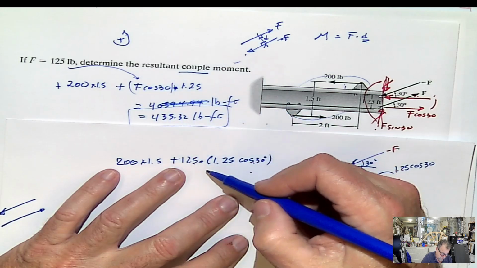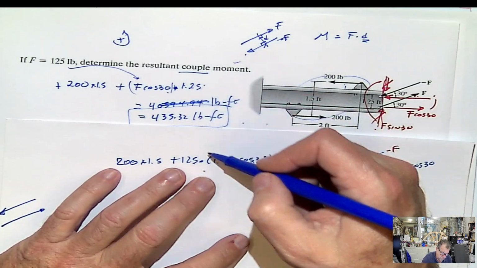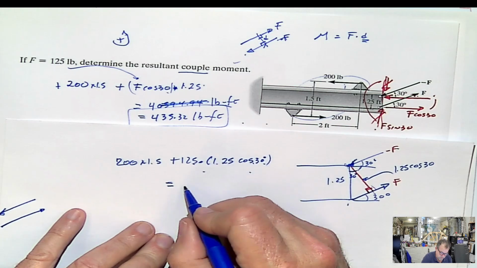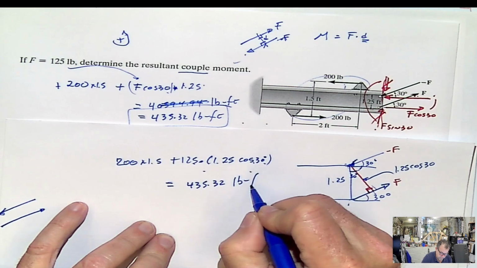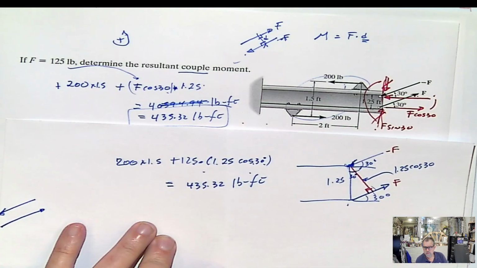Now if you compare this with that, it's exactly the same thing, right? The force is 125 cosine 30 times 1.25, and that should be 435.32. So two ways of doing the same problem.